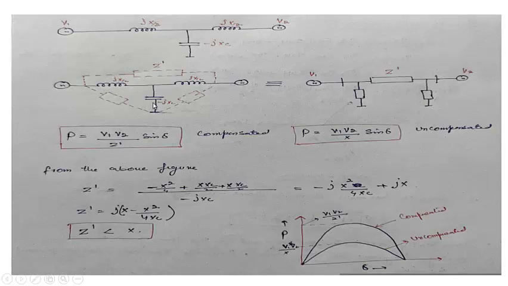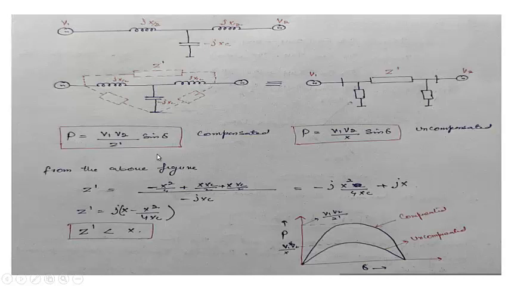Here we have to transform this star into delta, and we know that when star is transformed into delta, the numerator will have the multiplication of impedances taken two at a time, let us say this multiplied by this plus this multiplied with this plus this multiplied with this, divided by the impedance which is opposite to the impedance that we are calculating.